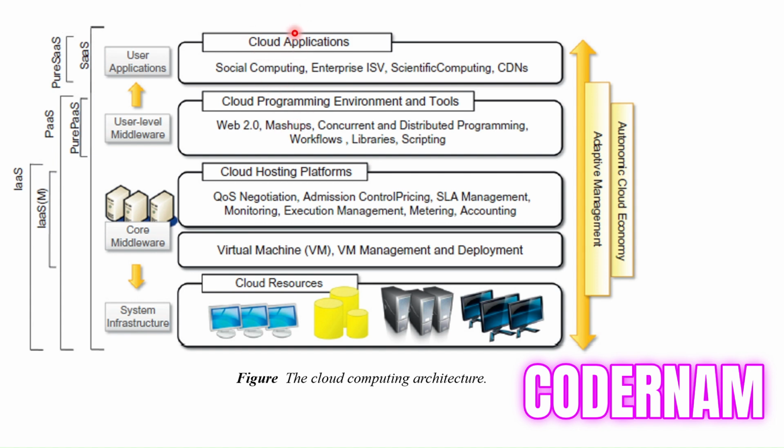Next comes the cloud application, that is the user application layer. So, this top layer consists of the end user applications and services that operate on the cloud. So, these include social computing, enterprise software, scientific computing, and the CDN, meaning the content distribution networks. This is the layer which interacts with the user by consuming the underlying cloud services seamlessly.